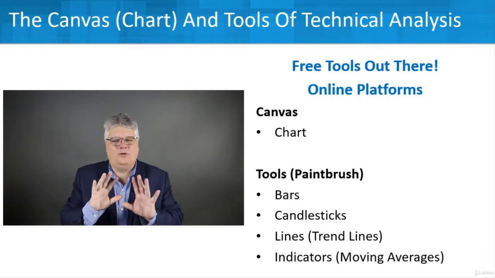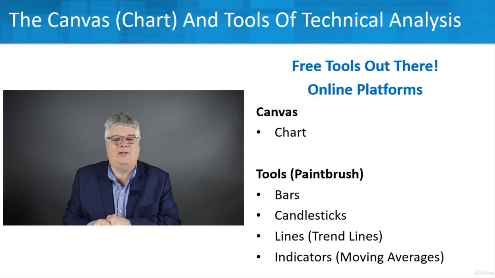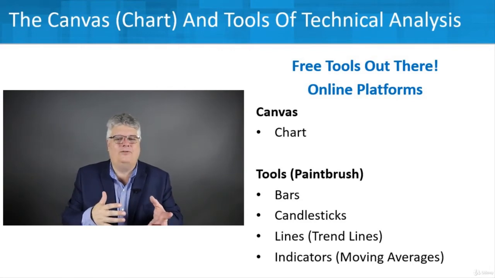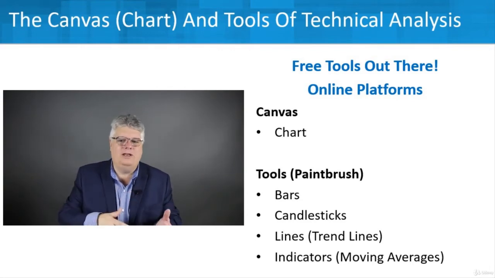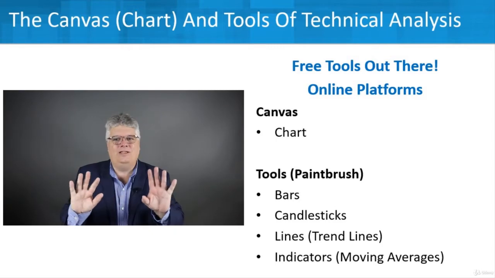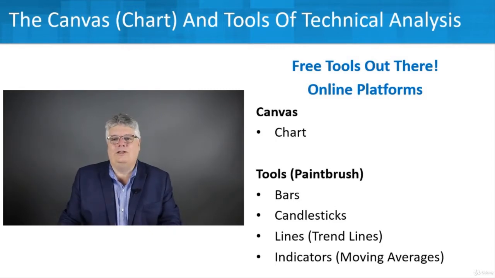And then how you interpret or read that chart is where you'd use tools. Just like an artist might paint with a paintbrush to make it come alive, we use tools like that in technical analysis. Price bars, candlesticks, lines and trend lines, indicators like moving averages, volatility indicators, momentum indicators, all sorts of different types of things we're going to learn about in the course. But think of it that way: I've got my canvas and then I'm going to apply my tools, and that's going to help me decide what to do.